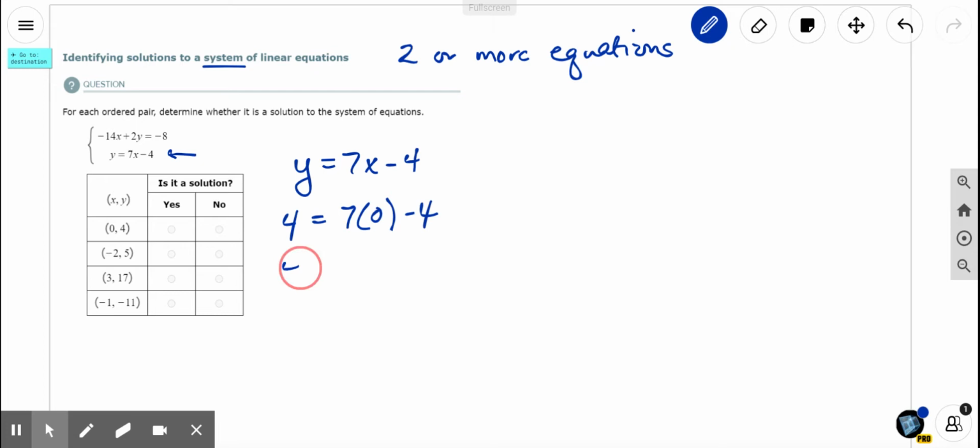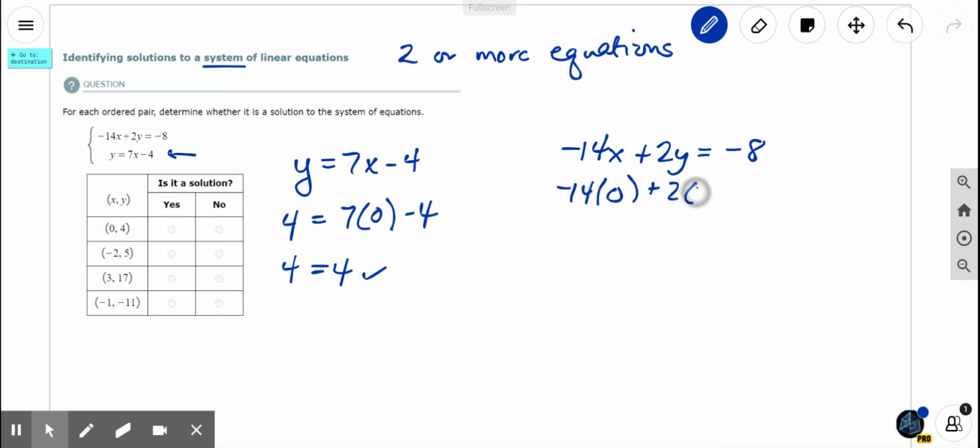Okay, so look, I get 4 equals 4. So yes, it's a solution to that. Now I need to check it in the next equation: negative 14x plus 2y equals negative 8. Let me check (0, 4) for that one. So I'm going to plug in negative 14 times 0 plus 2 times 4. And do I get negative 8? The answer is no, I don't. I get 8, which does not equal negative 8. So it's not a solution to both, and therefore it's not a solution.